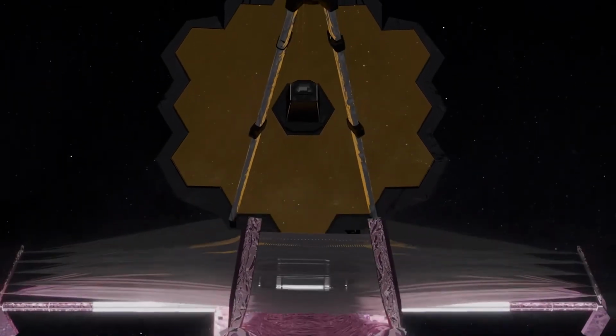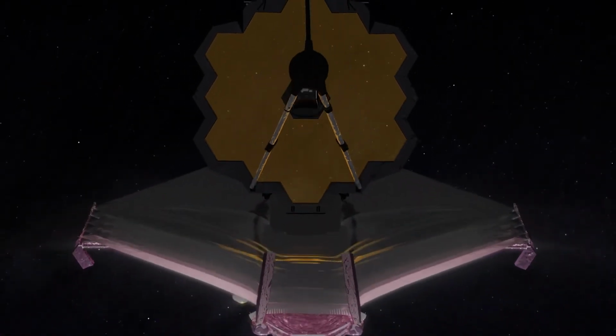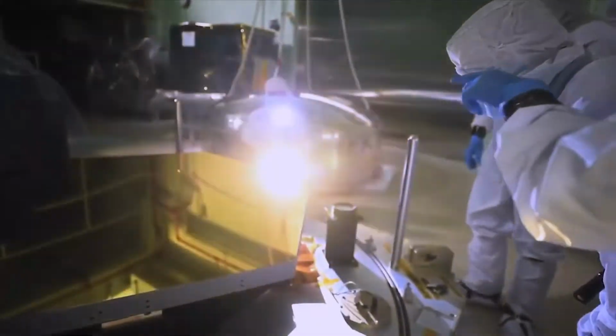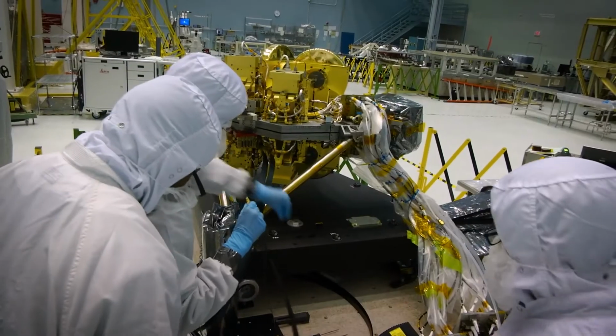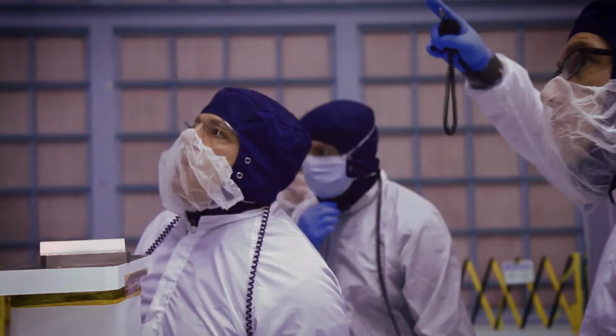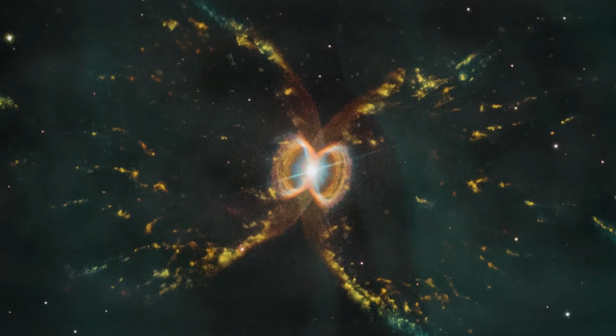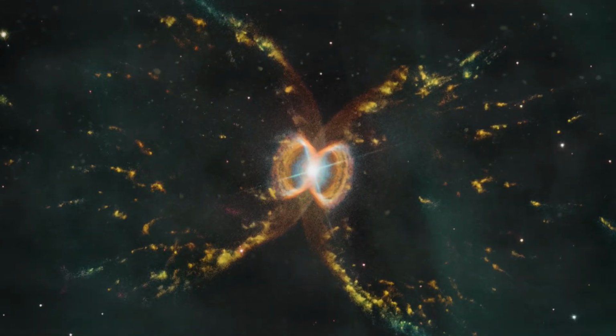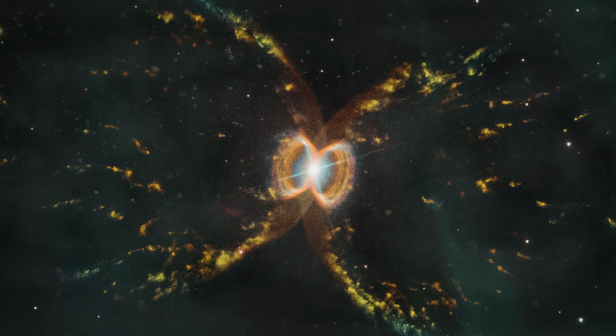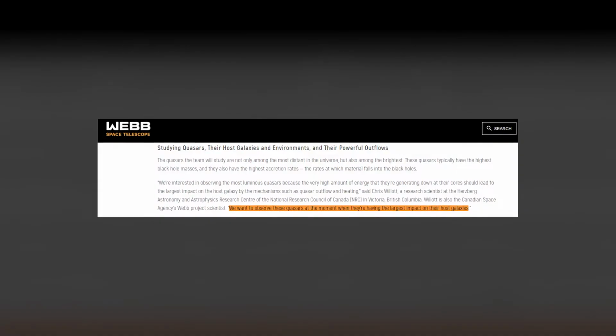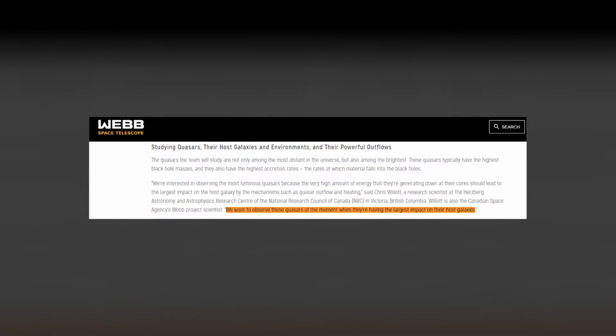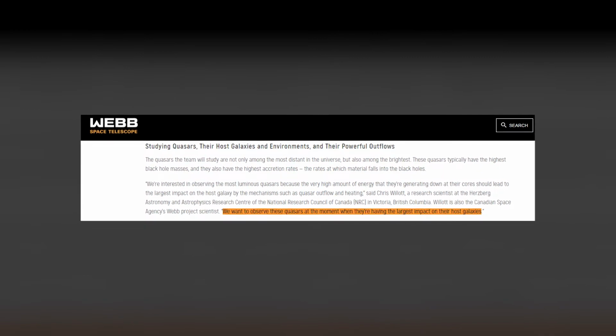Outflows are another item on Webb's agenda, to better understand how gas accreted by a supermassive black hole embedded in a galaxy pushes and heats up surrounding gas. The outflows can become so strong that they create chaos in the host galaxy and greatly affect the galaxy's evolution. We want to observe these quasars at the moment when they're having the largest impact on their host galaxies, Chris Willett, the Canadian Space Agency's Webb Project scientist, said in the same statement.